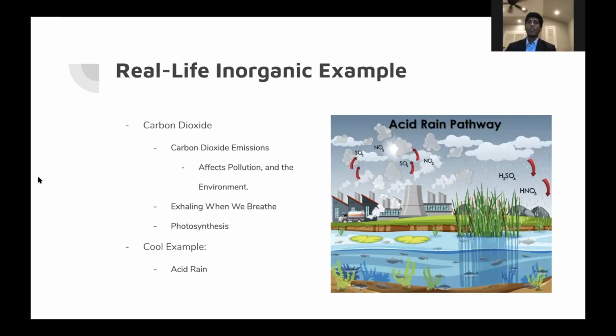And so our real life inorganic examples. Carbon dioxide is one of the most known inorganic examples we could have used. Carbon dioxide emissions are important and affect our pollution, they affect the environment. And of course, we produce it when we exhale, and plants produce it through photosynthesis. And one of the cool examples that I found for oxygen's inorganic examples is acid rain. As you can see through the plants, they send harmful oxygen compounds into the air, and then it releases a specific oxygen compound back down as so-called acid rain.